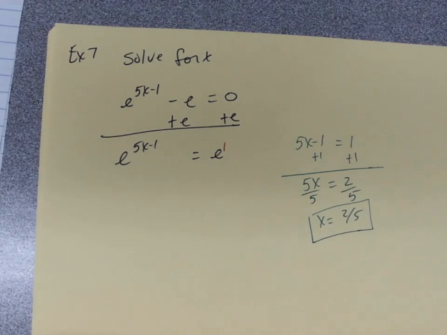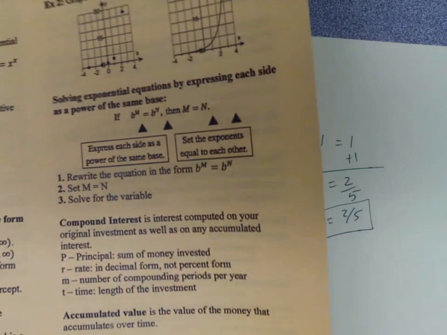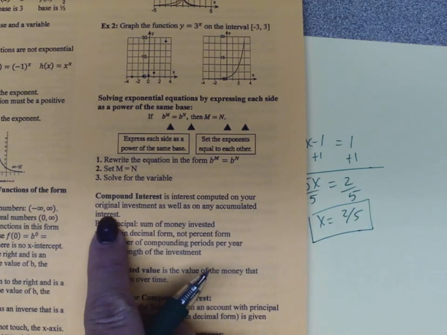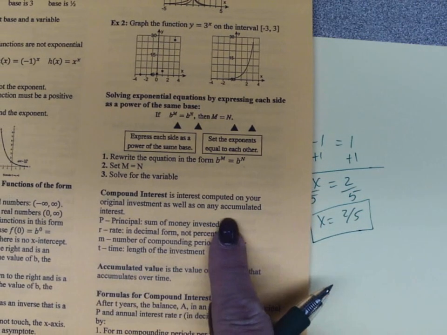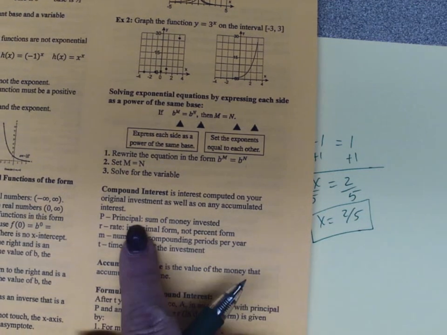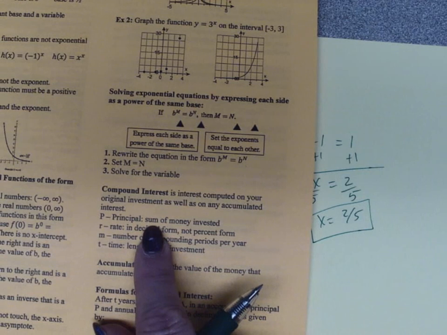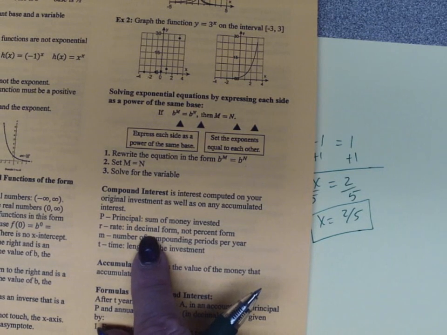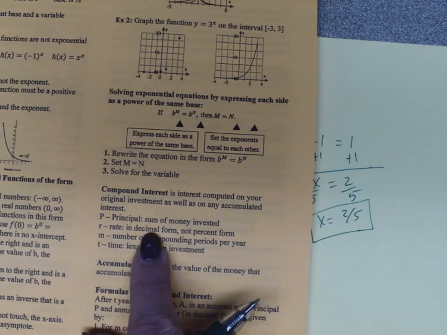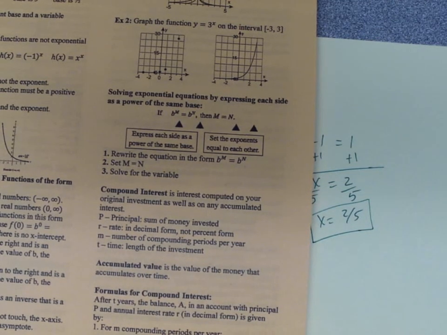All right, now we're going to go look at compound interest. Compound interest is interest computed on your original investment, as well as on any accumulated interest. The principal, which is P, is the sum of money invested. R is your rate in decimal form, not percent form. Make sure you always change it to a decimal. M, in this case, will be the number of compounding periods per year. And T is time, which is the length of investment.